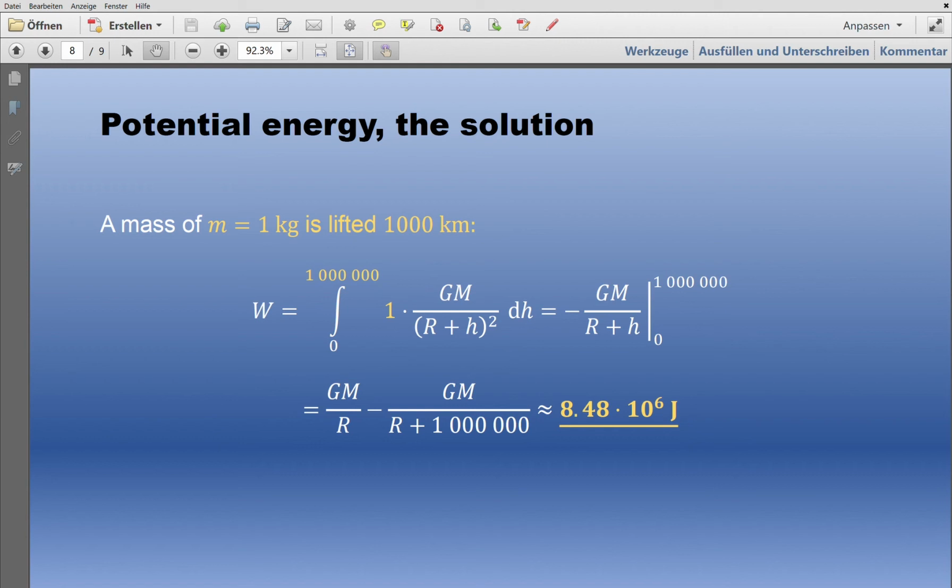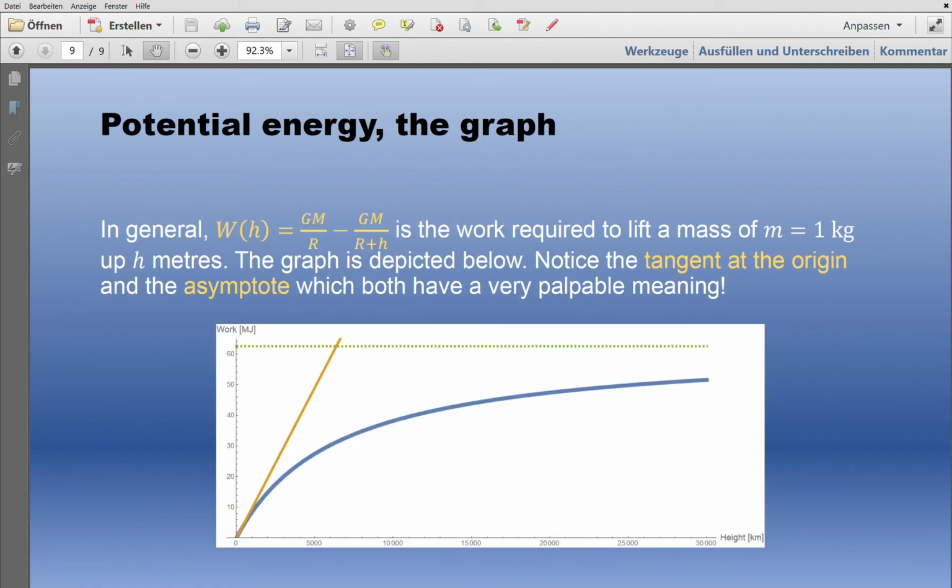One last slide. If we consider the slightly generalized formula W of h, it's just GM over R minus GM over R plus h, and not plus 1 million. Then we end up with a function whose graph we can plot. The thick blue line is the graph of this function, the function that computes the work required to lift by so and so many kilometers. If you want to lift by 1000 kilometers, you need about 14, perhaps not quite 40 megajoule.